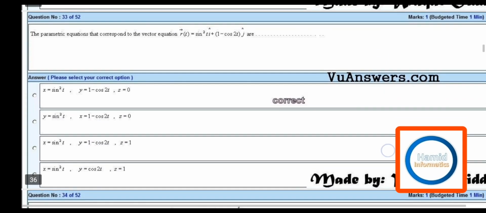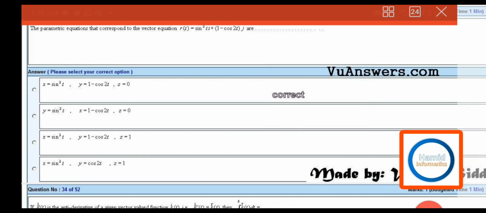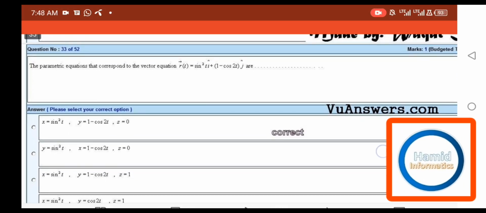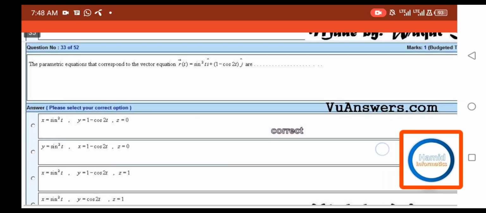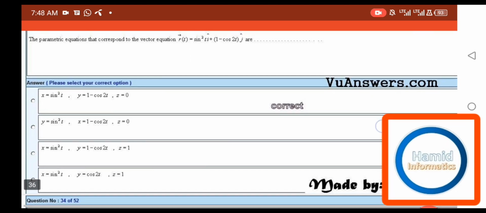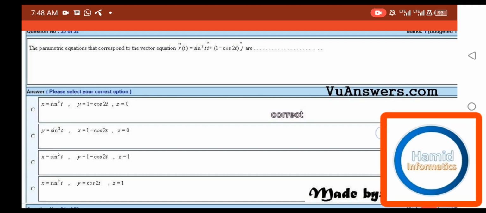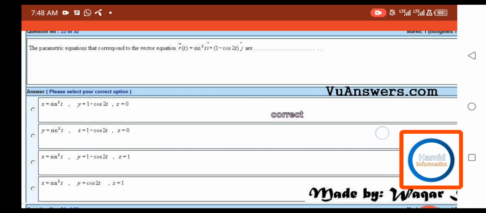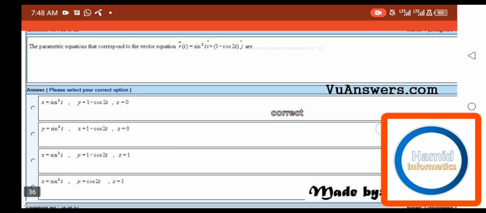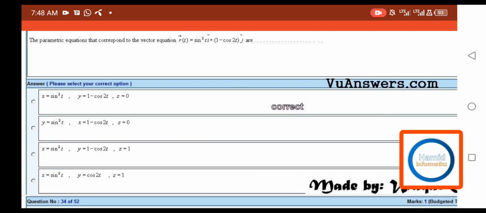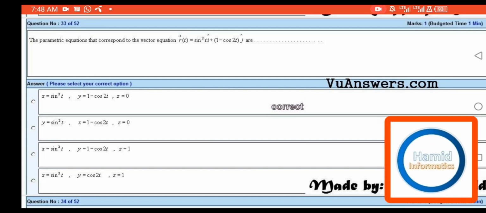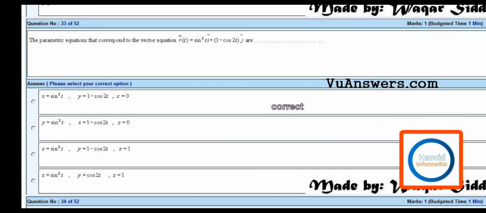Next question: the parametric equations that correspond to the vector equation r(t) = sin squared t i + (1 minus cos 2t) j. And the answer is x is equal to sin squared t, y is equal to 1 minus cos 2t, and z is equal to 0.